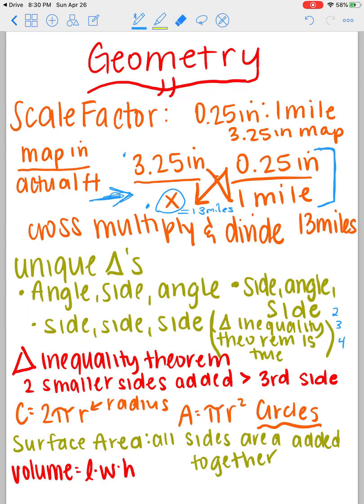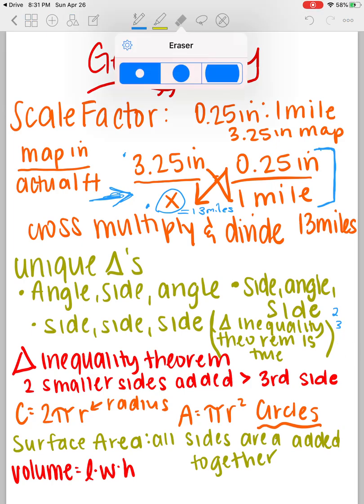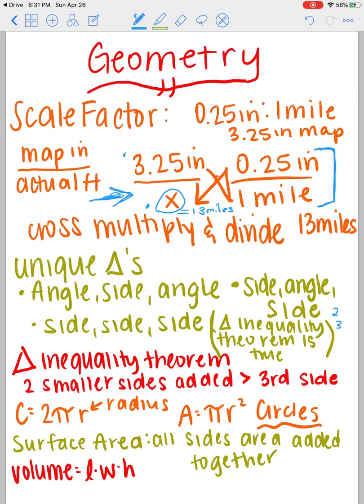But if hypothetically, let's say it wasn't 4. Let's say this was 6. Well, 3 plus 6 is 9, that's larger than 2, we're good. 2 plus 6 is 8, that's larger than the 3, we're good. But 2 plus 3 is 5. Is 5 larger than 6? It's not. So therefore, this set of measurements would not work.